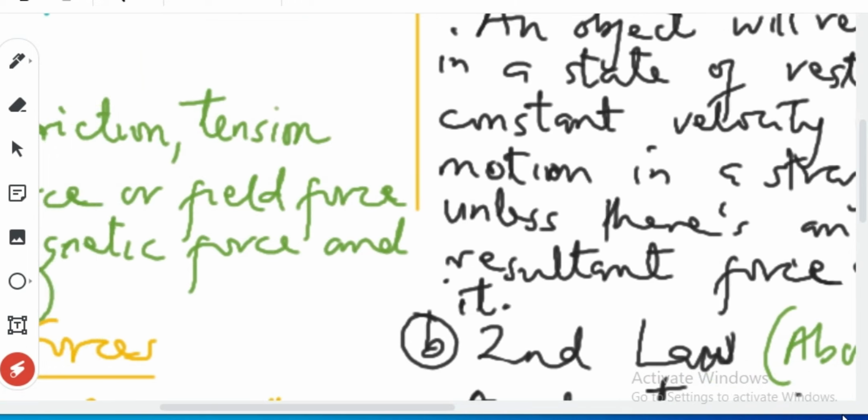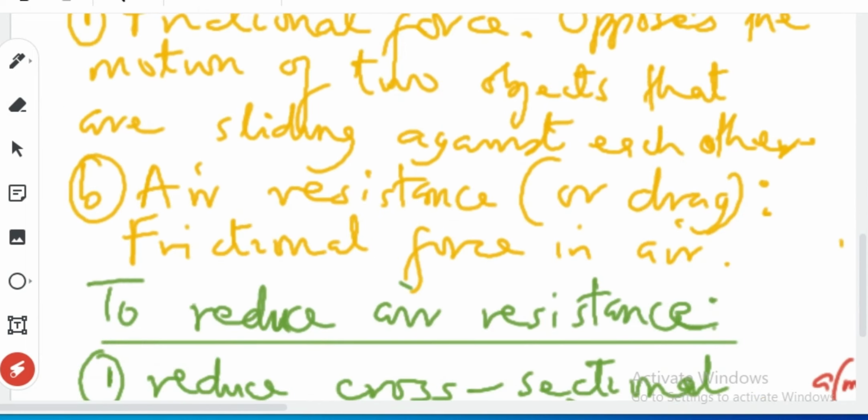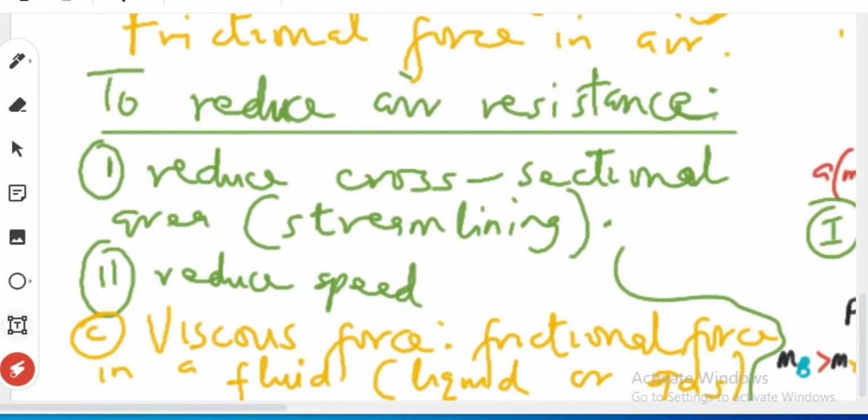I said something about factors that affect air resistance. We talked about them earlier. What did I say? To reduce air resistance, what should you do? Reduce cross-sectional area or reduce speed. That means to increase air resistance, you increase cross-sectional area and increase speed. Please take note of this. There are two factors that affect air resistance. What are they?